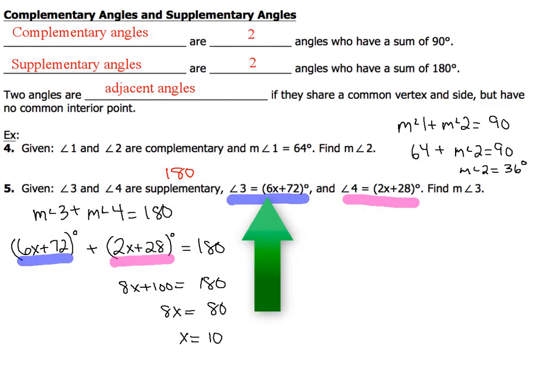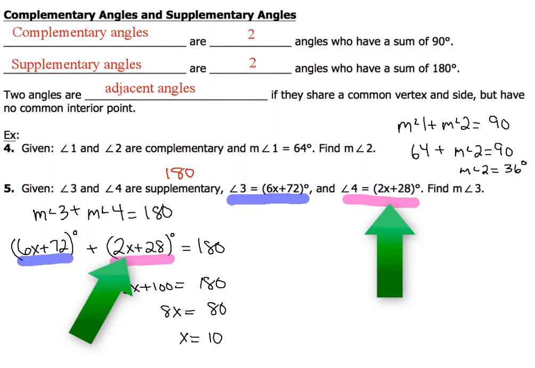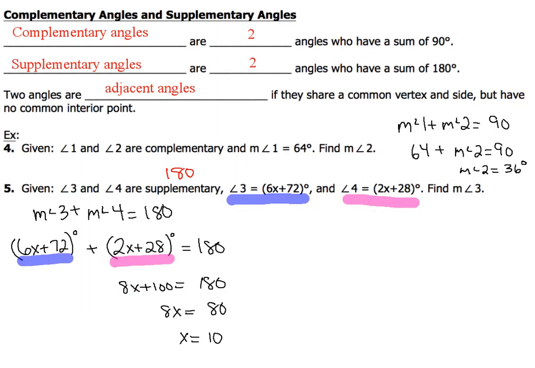Now 6x plus 72 is going to be substituted in for the measure of angle 3, and 2x plus 28 is going to be substituted in for the measure of angle 4. On our third line, we simply combine like terms to get 8x plus 100 equals 180. Using the subtraction property of equality, we're going to end up with 8x equals 80, and then the division property of equality gives us x equals 10.